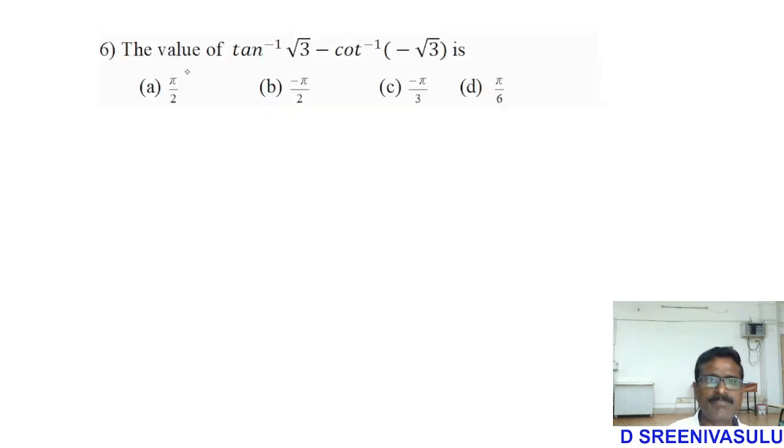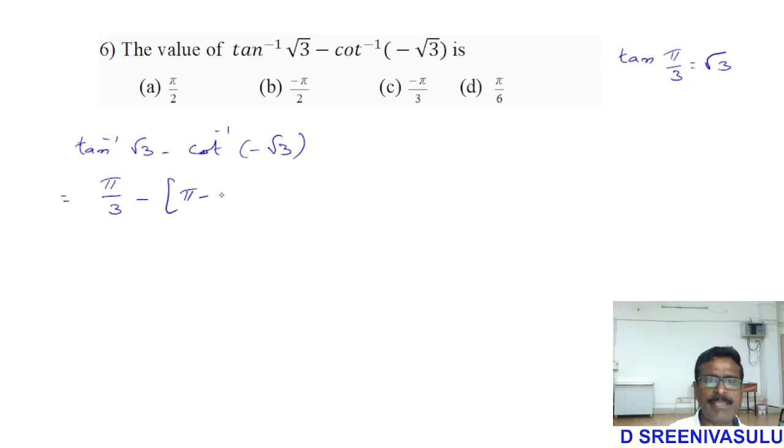Question number 6. The value of tan inverse root 3 minus cot inverse minus root 3. This is equal to tan inverse root 3, because you know that tan 60 is equal to root 3. Tan inverse root 3 is equal to 60, pi by 3, minus cot inverse minus root 3, which is pi minus cot inverse root 3.